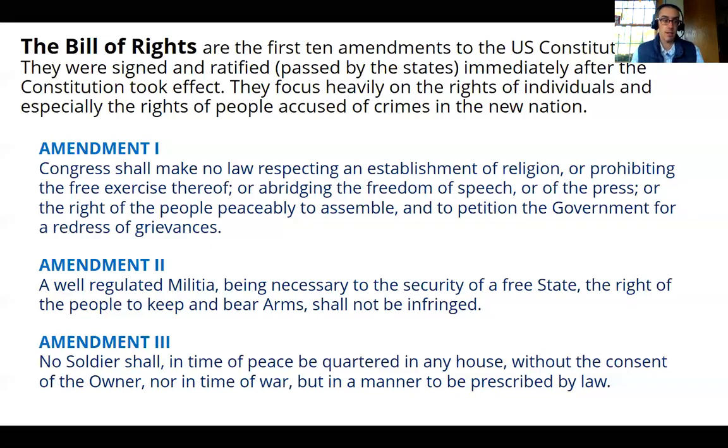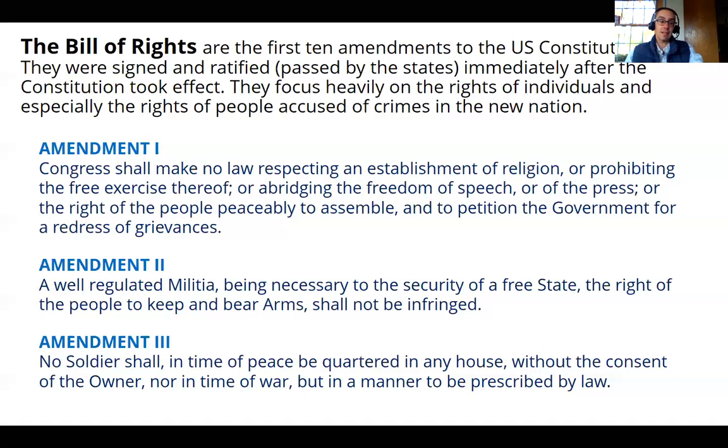We have an American army. Every town doesn't have their own little militia. But back then they did. And so in order for those men to be ready to form the town's militia, you needed to keep and bear arms, right? Guns. So that right shall not be infringed. So you got to think, what was the world like when they wrote this?